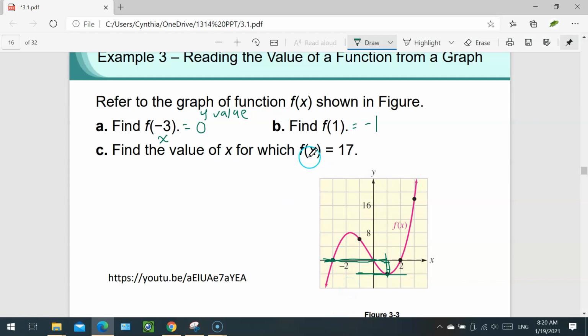Find the value of x, f of x equals 17. See, they give you the y value. Now you need to go back to find the x value. So finding the y value at 17, 17 is here. In the graph, when y equals 17, that point is right here. But you need to find the x value, so you need to go down to find the x value. So when x equals 3, y is 17.